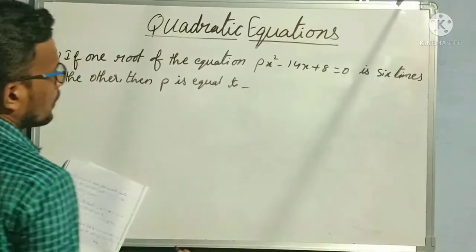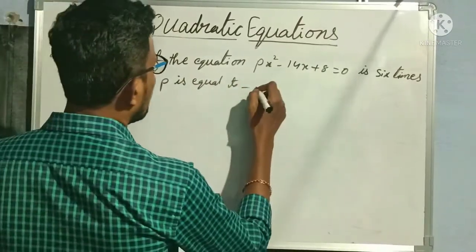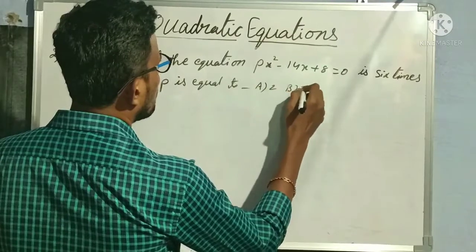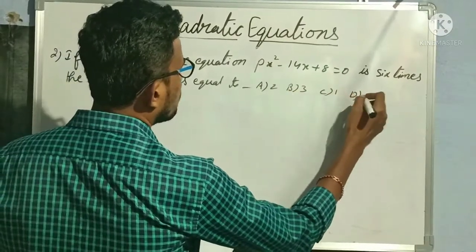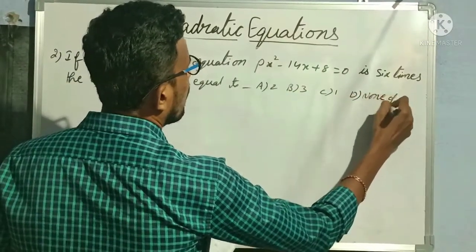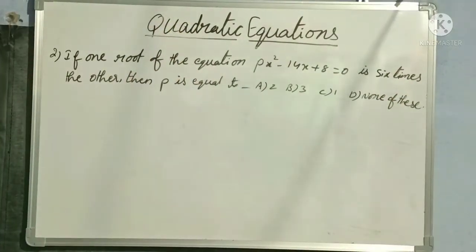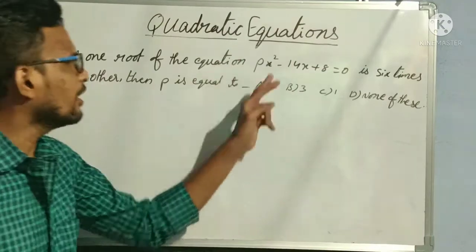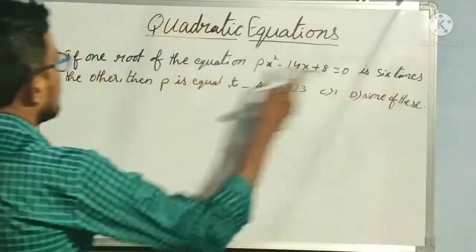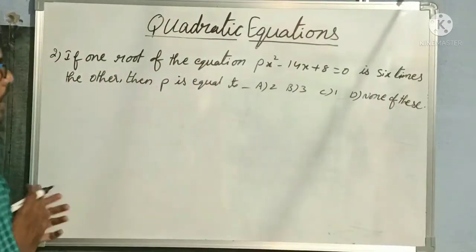Okay, dash. And let us write the options here itself. Option A is 2, option B is 3, option C is 1, and option D is none of these. Clear? So if one root of the equation is 6 times the other, then p is equal to dash.